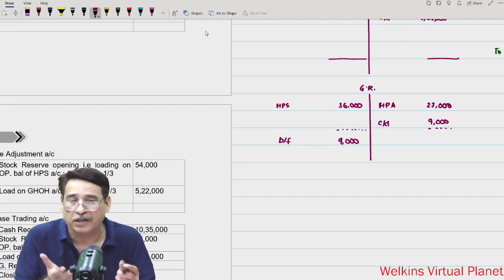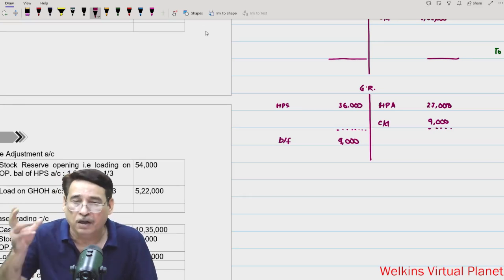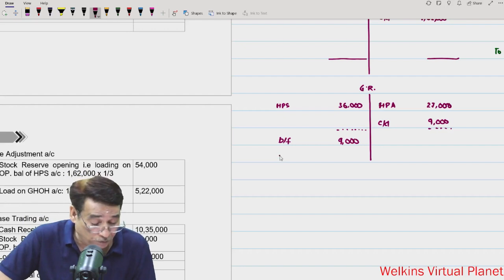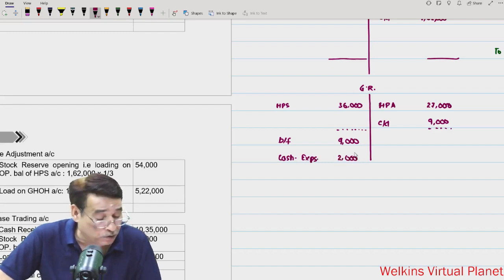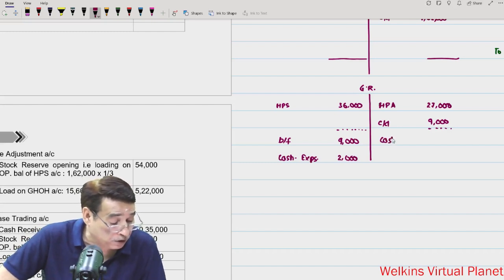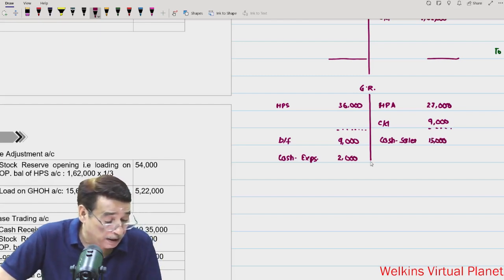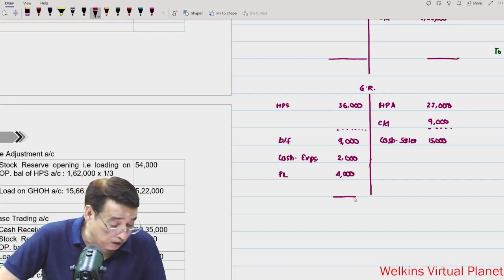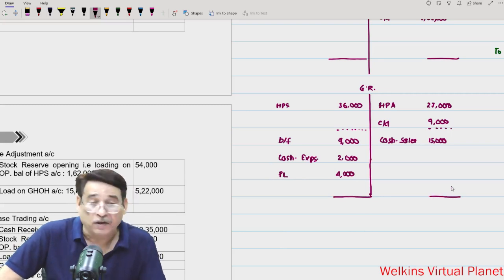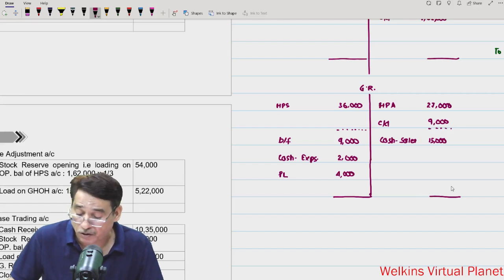It is similar to goods repossessed as we used to prepare under hire purchase repossession, isn't it? So whatever amount you have spent, you will write here to cash. It is given that you spent rupees 2,000 on the goods, so expenses 2,000. And then you sold these goods for 15,000. So you will write here again by cash, sales 15,000. And then 15 minus 11, 4,000 will be treated as profit. Profit on sale of goods repossessed.